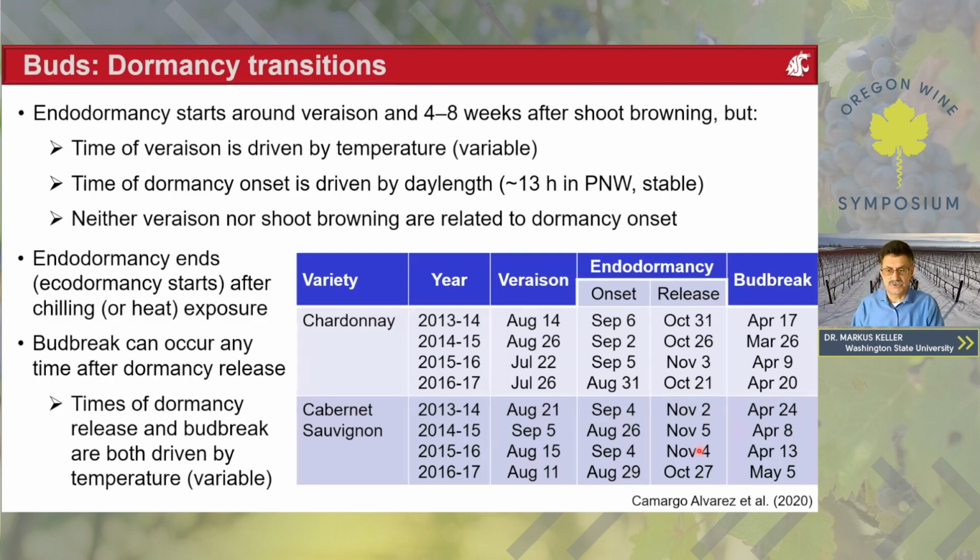just depending on the temperature. So the timing of endodormancy, the onset of endodormancy is stable, driven by day length. The time of veraison is variable. We don't know so much about shoot browning. We think that is variable as well. But we do know that the end of dormancy and the time of bud break are also variable, driven by temperature.